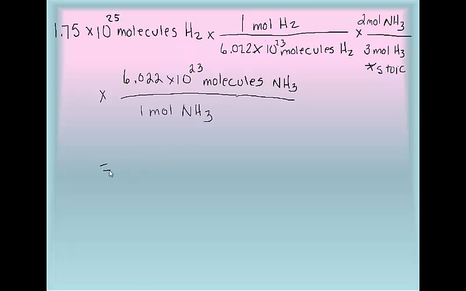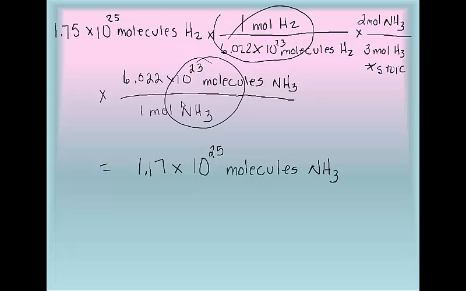Do the math, and it gives me an answer of 1.175 times 10 to the 25th molecules of ammonia are produced for every 1.75 times 10 to the 25th molecules of hydrogen gas used in excess nitrogen. Now look at the problem. You can see that there's redundancy with this guy and this guy, and you could have just done a 2 to 3 ratio.